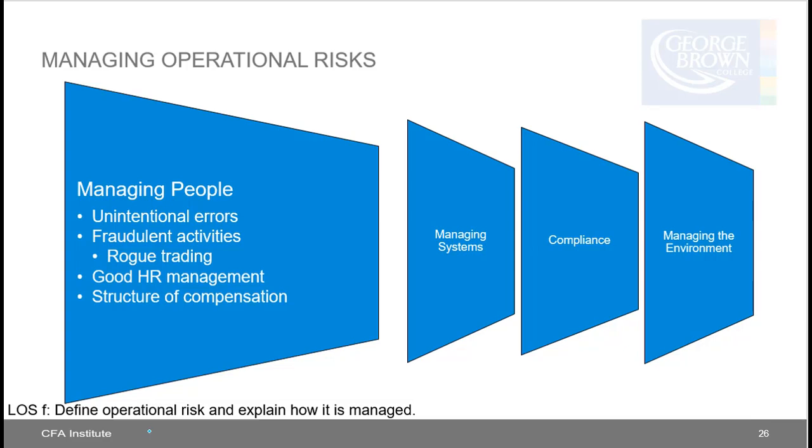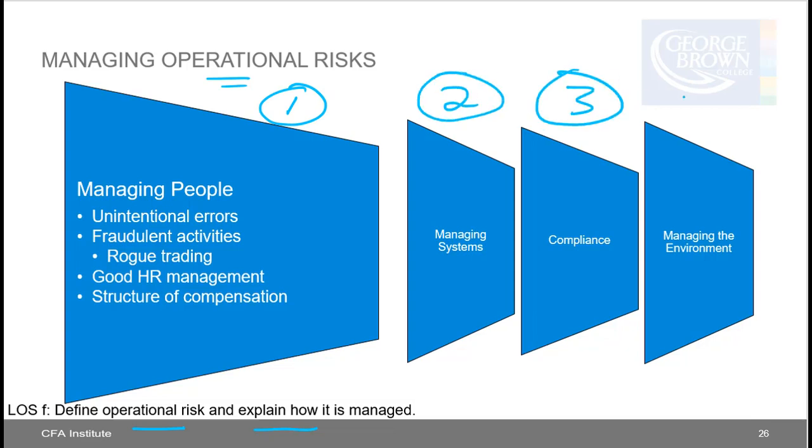Learning outcome statement F is define operational risk and explain how it's managed. So you can see there's managing operational risk. There are 4 areas. 1 is managing people, 2 is managing systems, 3 is compliance, and 4 is managing the environment. So there are 4 PowerPoint slides with regards to managing operational risk, and the first one focuses on managing people.